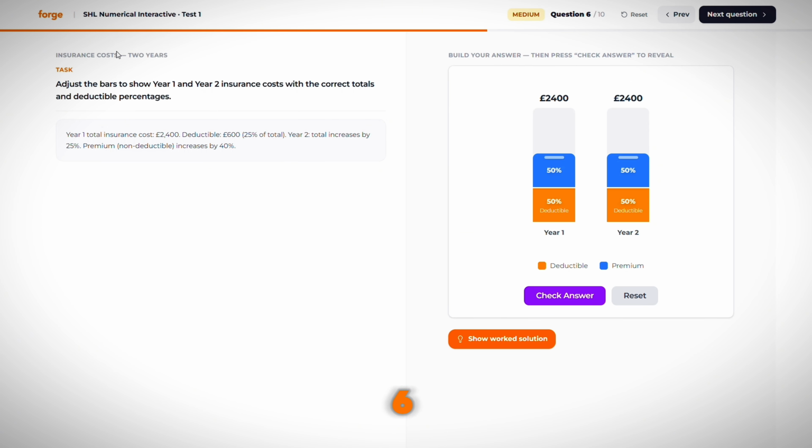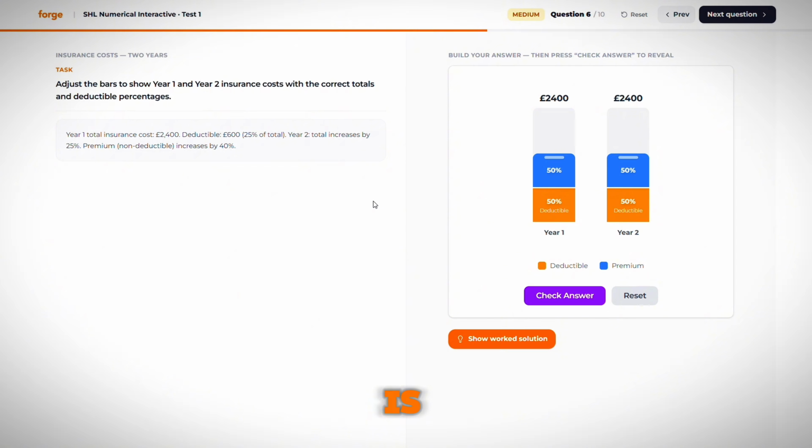So now we're on question 6. This is a medium level question. It's about insurance costs over 2 years. It's stacked bars and it's template 5 on the format. This is the format people fear most. So let's make it really boring and really simple so you completely understand it.